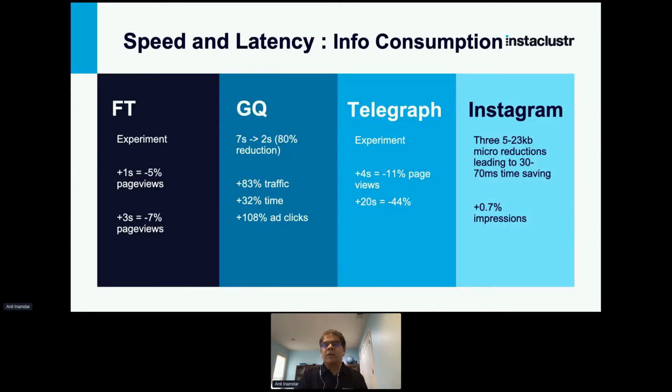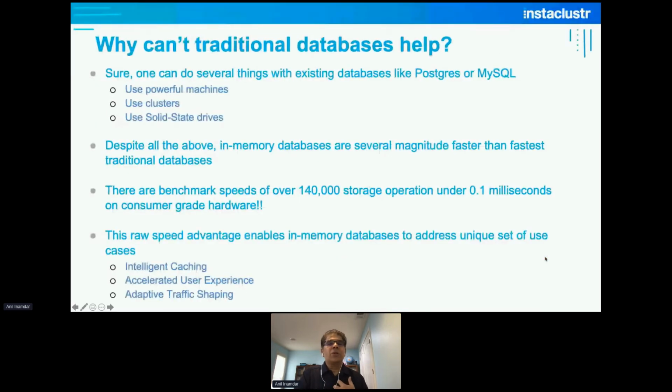GQ magazine conducted an overhaul of their slow site and removed 5,000 milliseconds of wait time, which led to 83% more traffic, 32% more time on the site, and astonishingly a 108% increase in ad interactions. So these are all pretty good numbers.